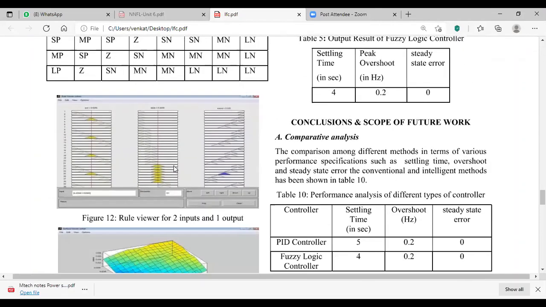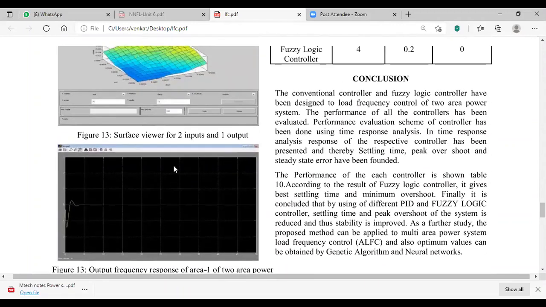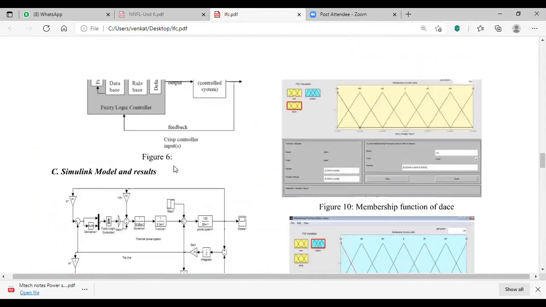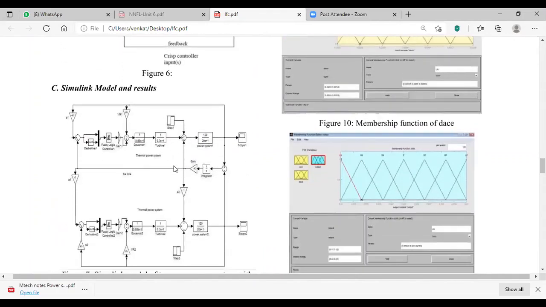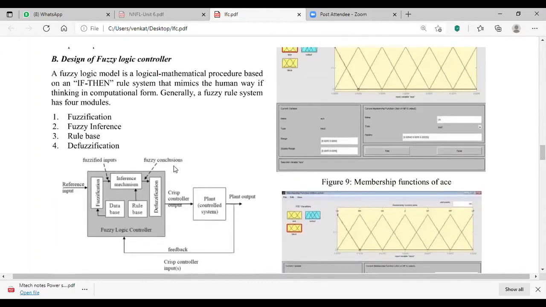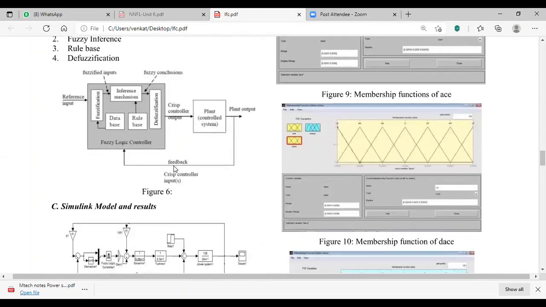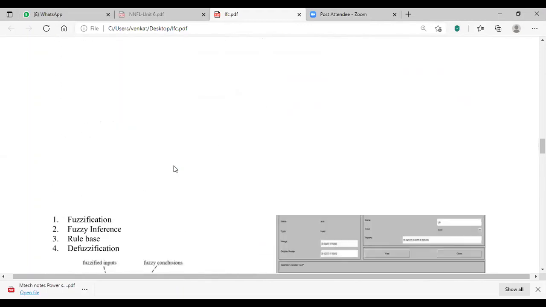After giving certain rules, the membership function you have selected is the triangular membership function. For both input and output you require a triangular membership function. For both the inputs, for the two area power system, you are considering a triangular membership function, and for your output also you are considering a triangular membership function.